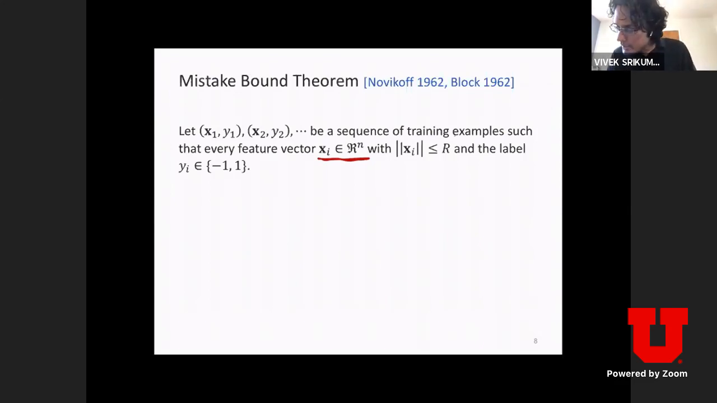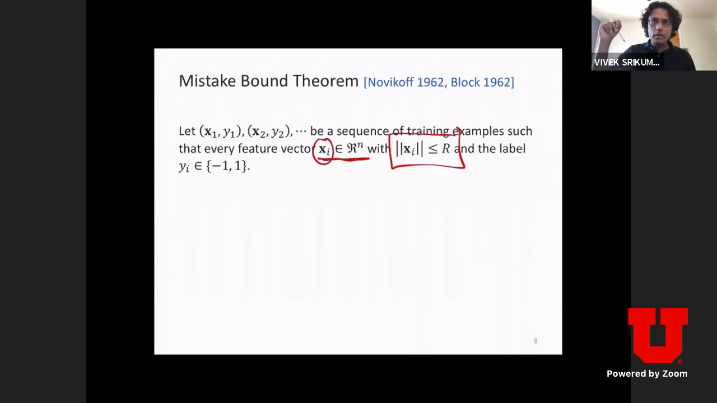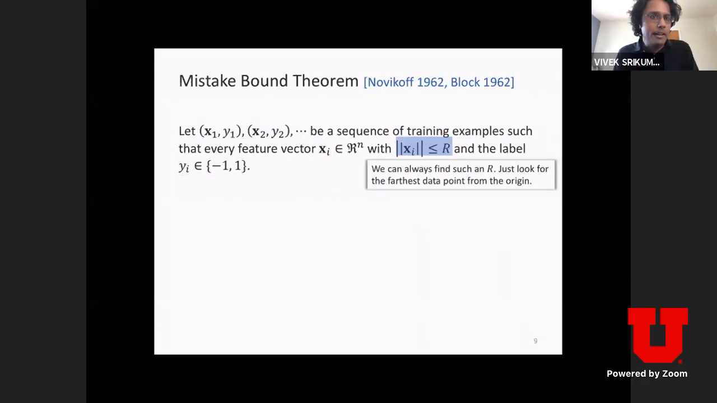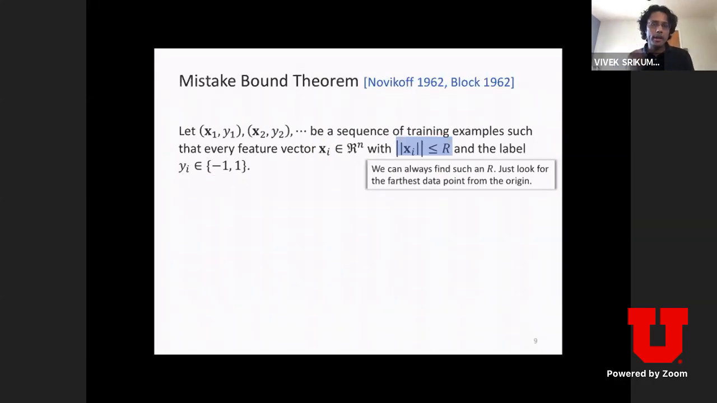And more importantly, because we are talking about an example as an n-dimensional point, we can think of the length of the vector. The norm of that vector is the length of that vector. Every example has a length less than or equal to r. And of course, we are talking about a binary classification problem, which means the labels are -1 or +1. Nothing here is really new, except for this one point about the norm of xi. Every example has a norm less than or equal to r.